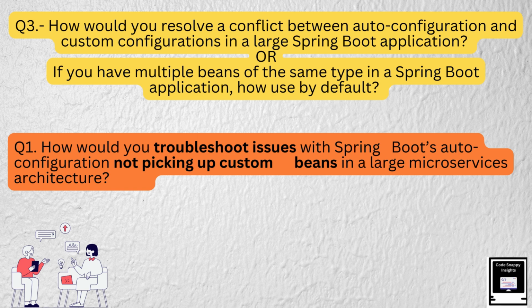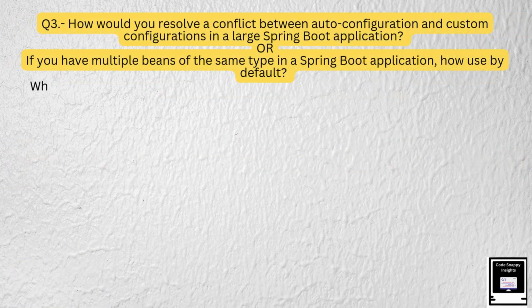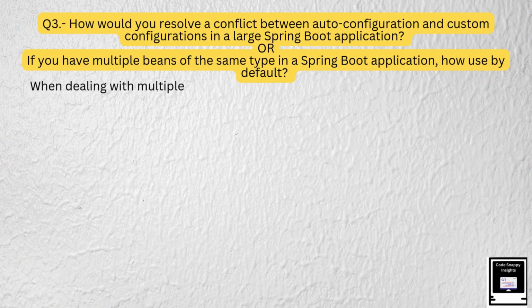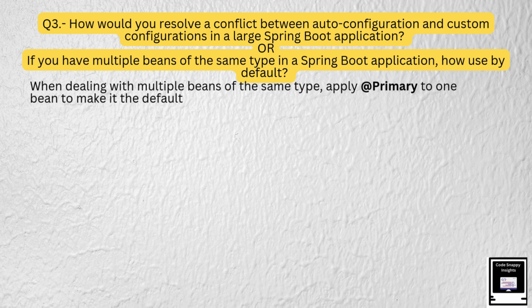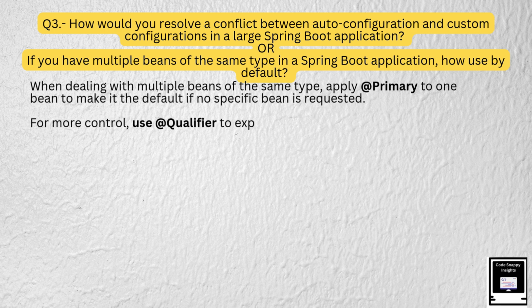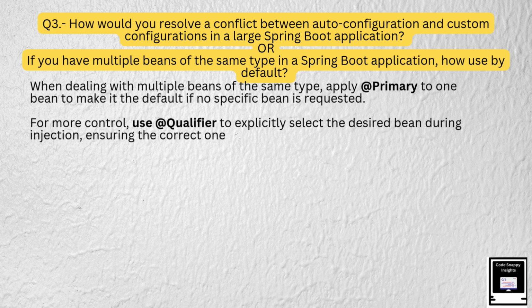Okay, let's answer question number 3. When dealing with multiple beans of the same type, apply @Primary to one bean. This makes that bean the default if no specific bean is requested. For more control, use @Qualifier to explicitly select the required bean during injection, ensuring the correct one is used.